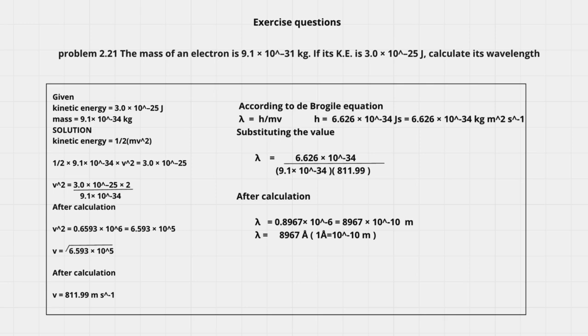1 Å equals 10^-10 meter. So, lambda equals 8.967 Å.